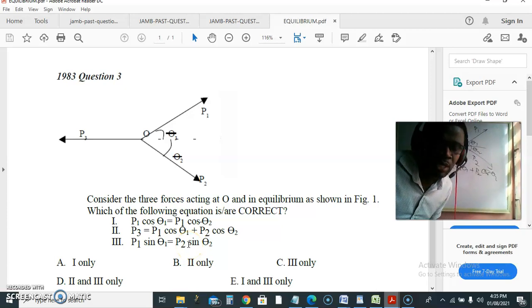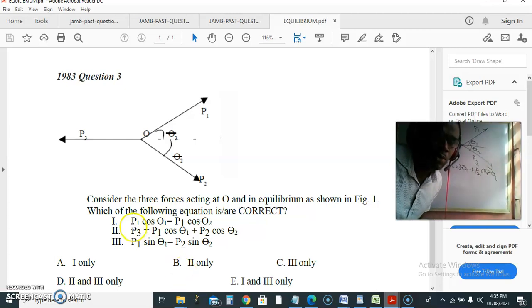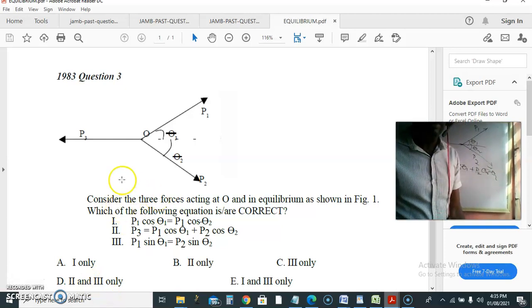So simply, we don't need to beat about the bush. The answer is simply 2 and 3, because P1 cos theta 1 equals P2 is never correct. It's not one of the conditions that must be obeyed. So our answer is 2 and 3, which is D.